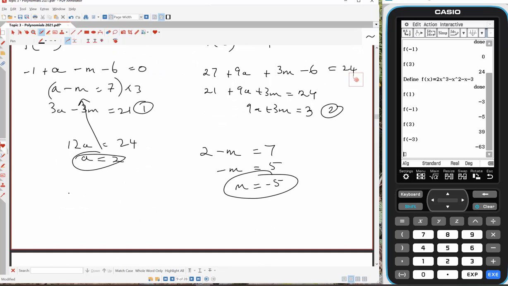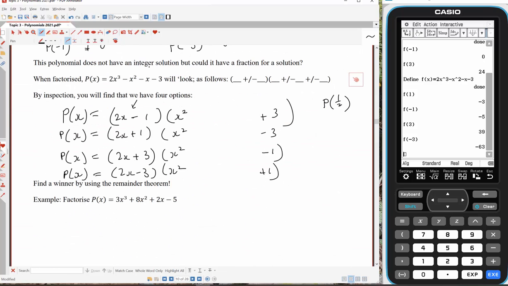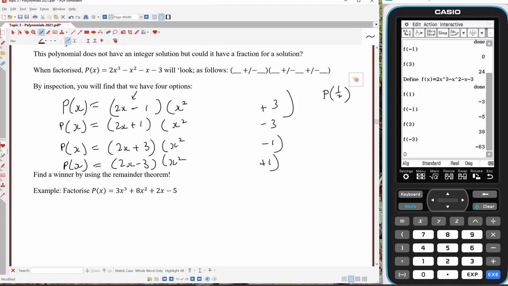So anytime we've got a coefficient other than 1 on the x term, that means we're going to get a fraction as a possibility. So the next ones are p of -1/2, p of -3 on 2 and p of 3 on 2. And what we would do is test each of them by substituting them in.